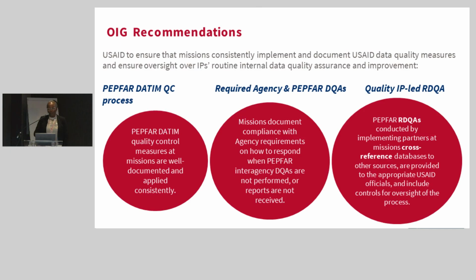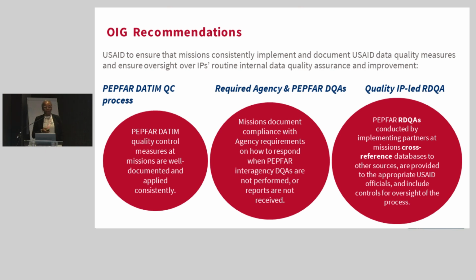But let's look at the OIG recommendations that we received. We received an overarching recommendation, but it is also broken down into 3 buckets. USAID is supposed to ensure that missions consistently implement and document USAID data quality measures and ensure there's oversight over implementing partners' routine internal data quality assurance and improvement.